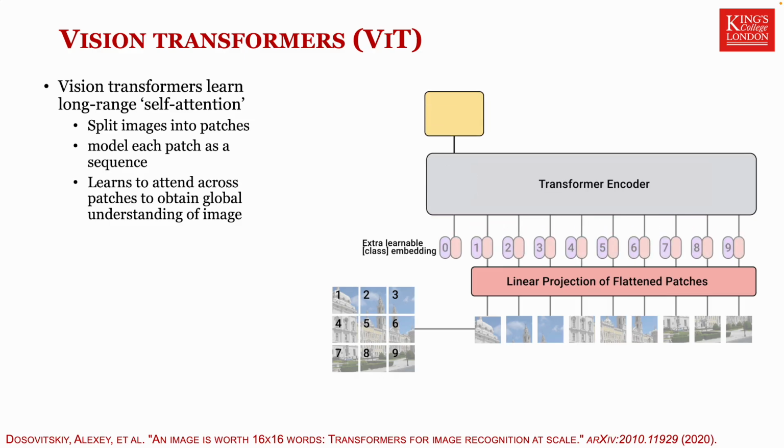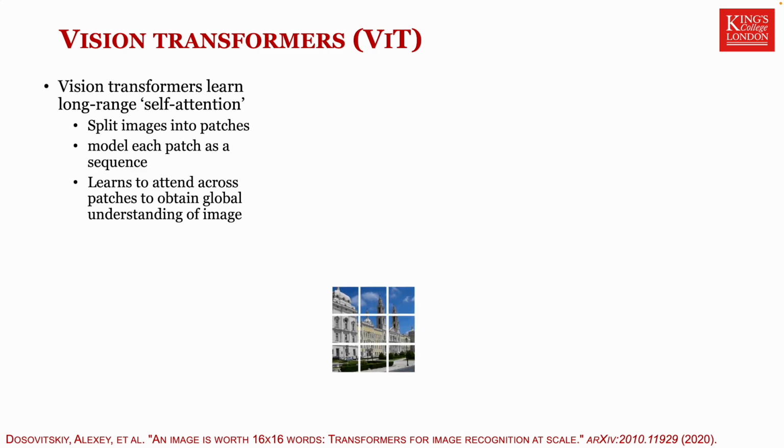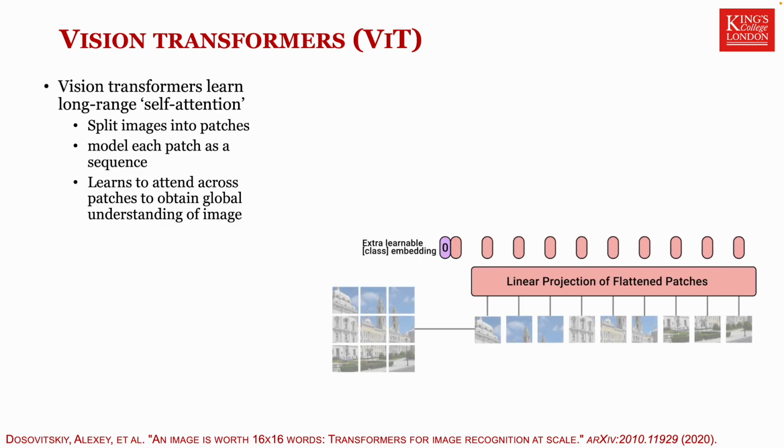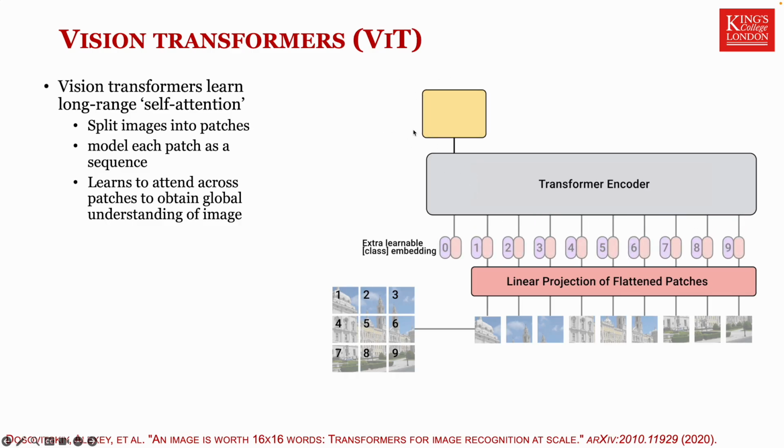These tokens are then passed to a transformer encoder, which applies multiple layers of multi-head self-attention and feed-forward layers. And then finally, for these discriminative tasks, classification or regression, an MLP classification prediction head is added.